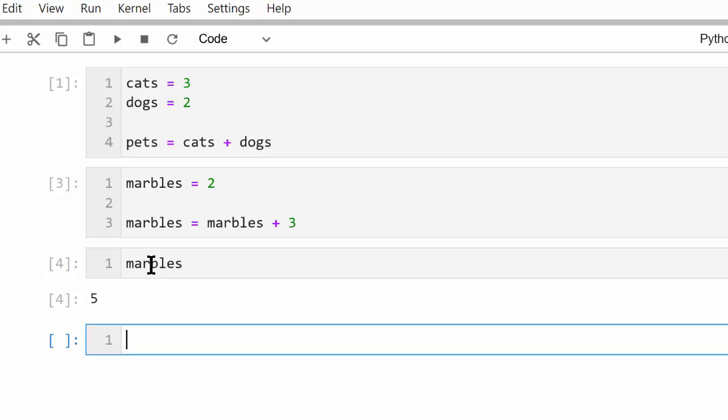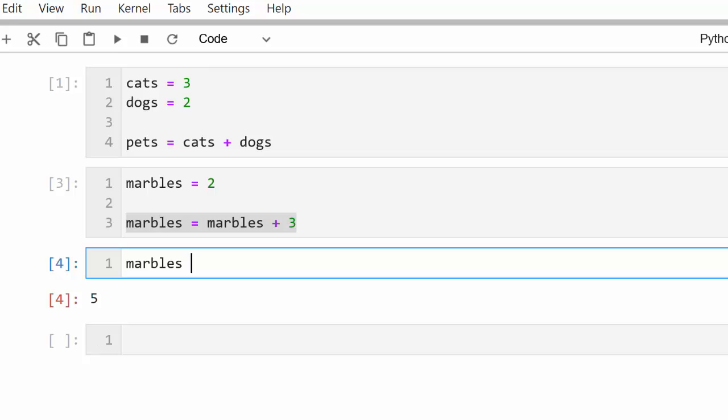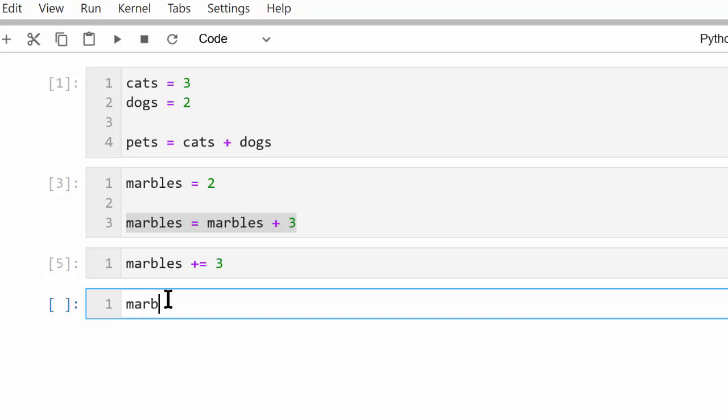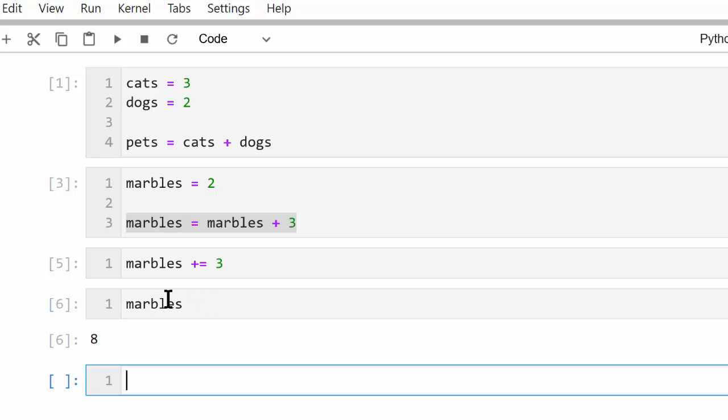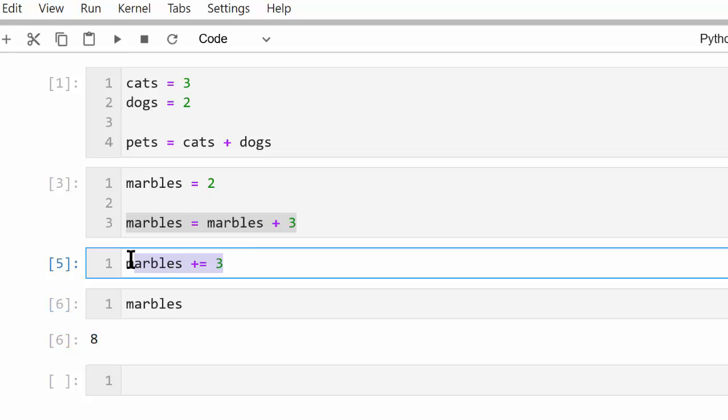So instead of doing this, a shortcut is plus equals. Plus equals is exactly equal to this statement, marbles plus equals 3. So we are trying to add 3 to marbles. So even if you do this and type in marbles, you should get the same result. So why did we get 8 instead of a 5? That's because the marbles variable already has a 5. Now we have added 3 to it. So that became 8, right?